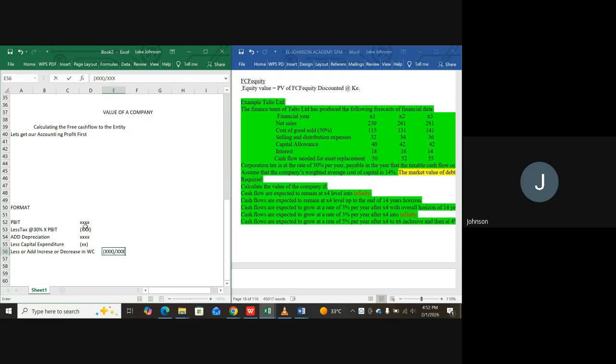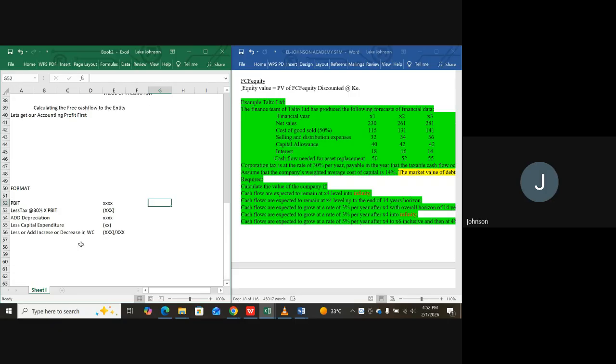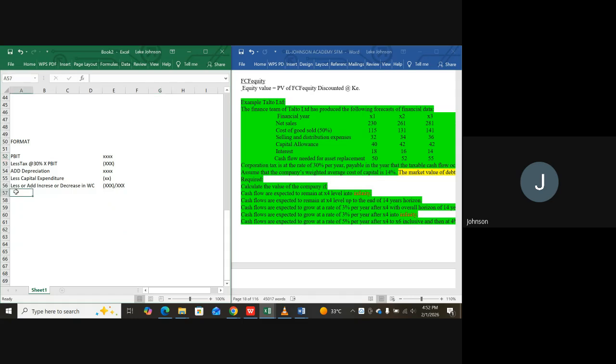So let me come over here and shift this one. Okay, so that is how it will be. Then after we've done all this, when we now do our plus and minus, it's going to give us our free cash flow. We are going to get our free cash flow to the entity.